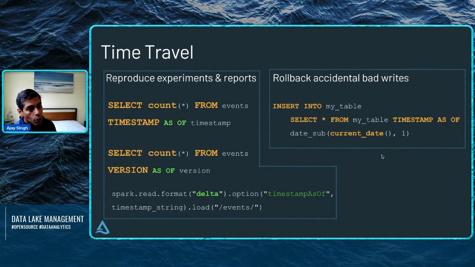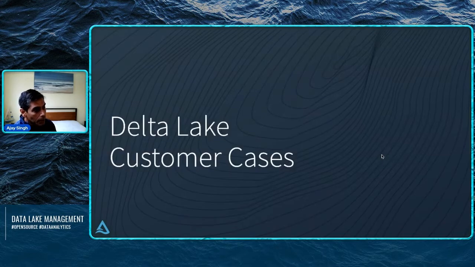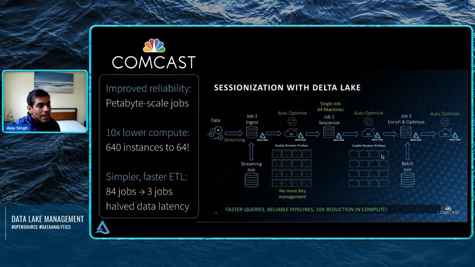Okay, and this is another code snippet about doing time travel with Delta. You can roll back. You can read data as of any given point in time, or you can read data as of any given version. And every time you insert or you update your Delta table, there is a new version of that table created and managed.